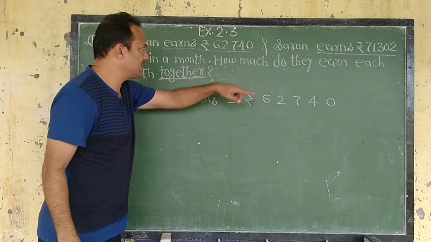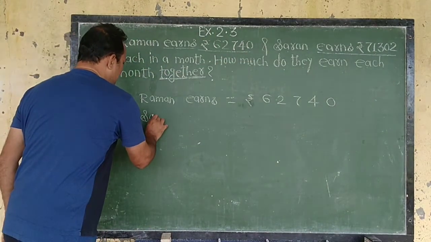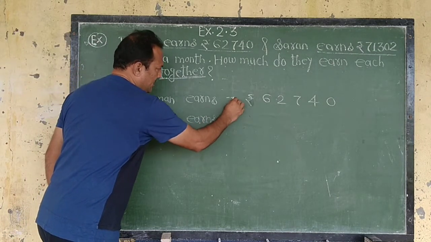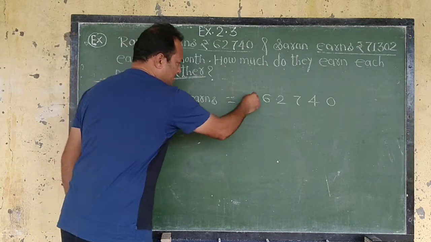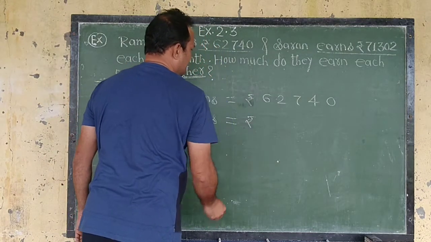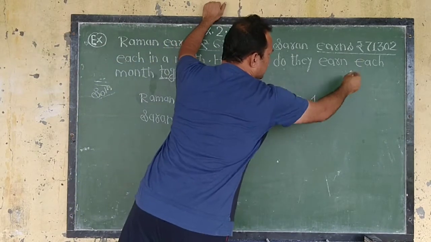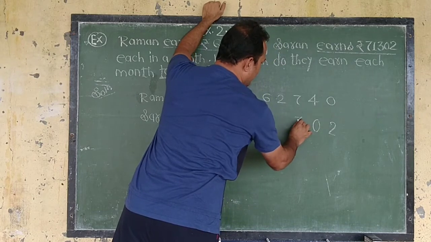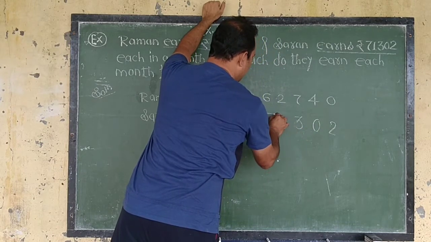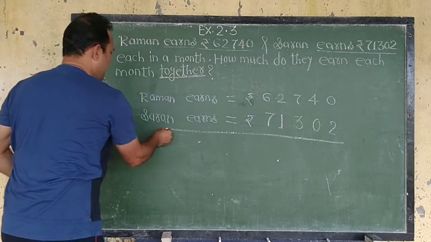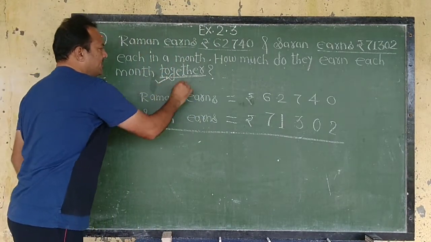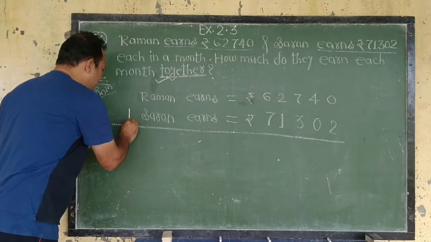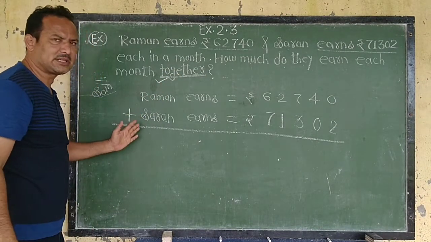Again, what is given? Saran earns. Then right here, Saran earns is equal to rupees, exactly below that, and arrange from this side. Then right here 7 1 3 0 2. What is the keyword? Together. If together is given, then we have to apply here the addition or plus sign.